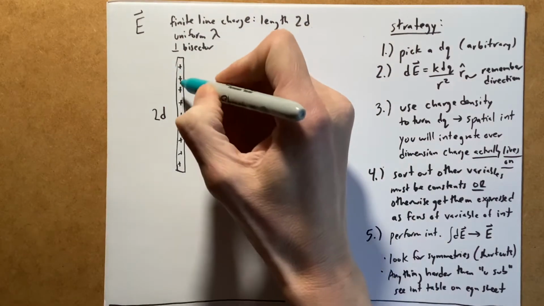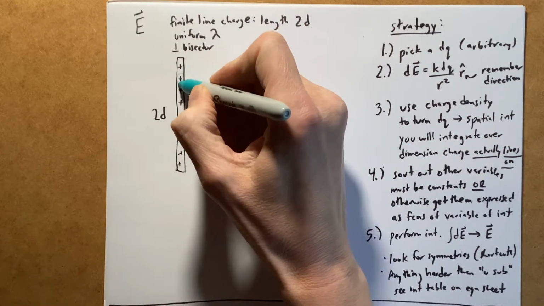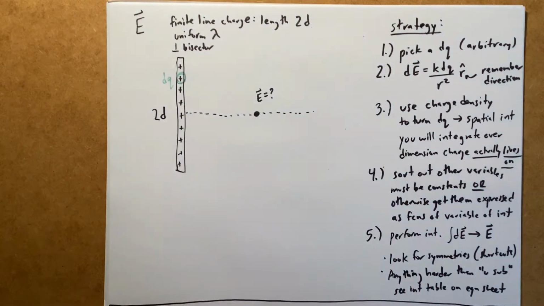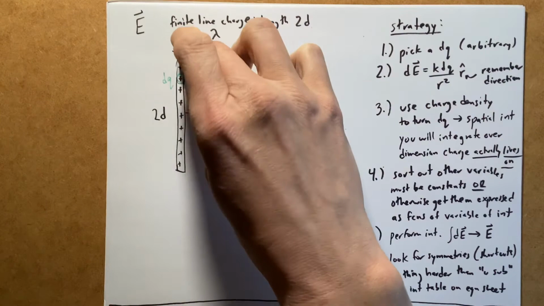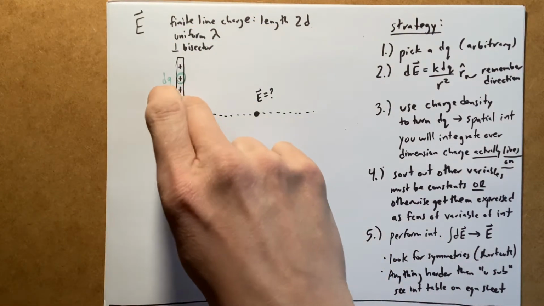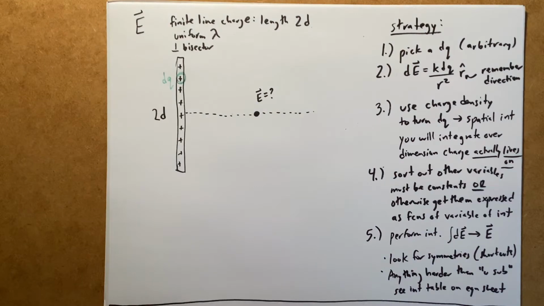So I'm going to pick a dq, let's say right there. I'll call that my dq. It's not at the end. It's not a special case where it's a dq sitting on the very end. It's not a special case dq that's sitting in the middle. I want to pick it as arbitrary as possible.